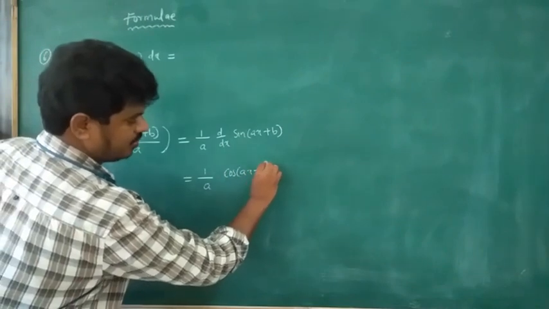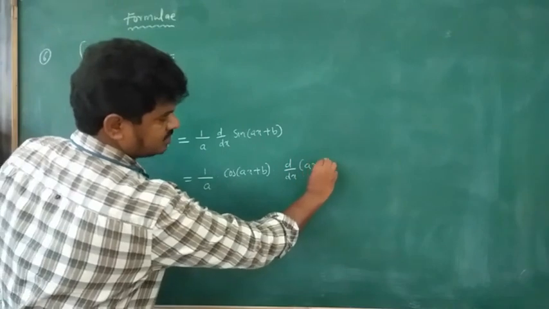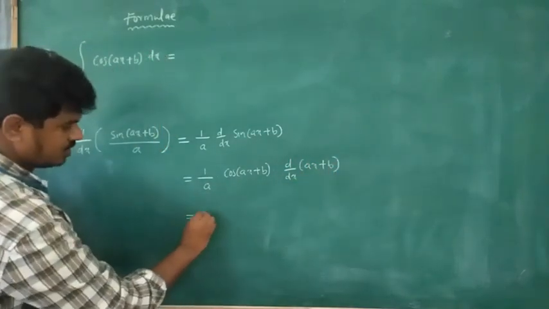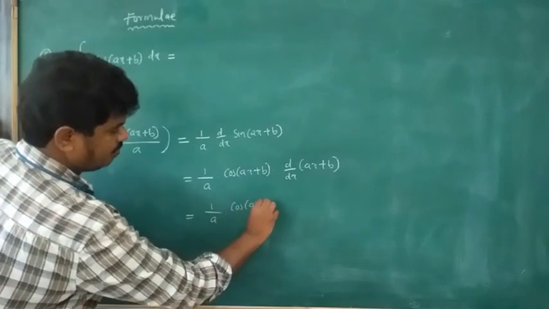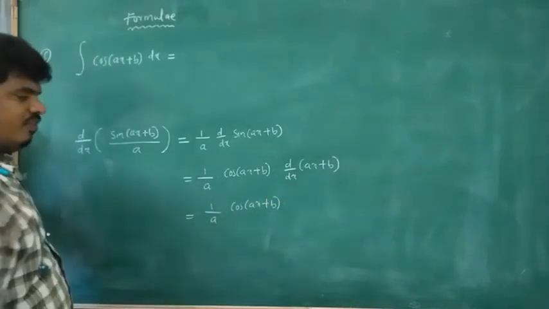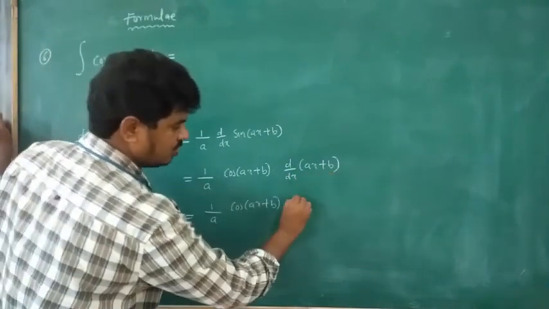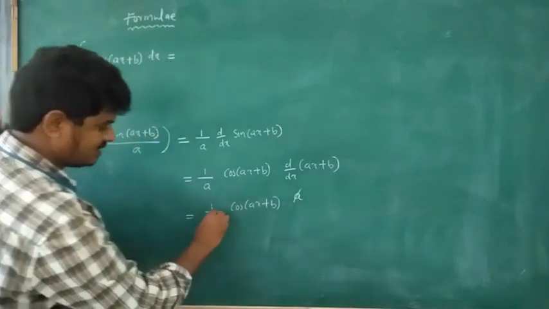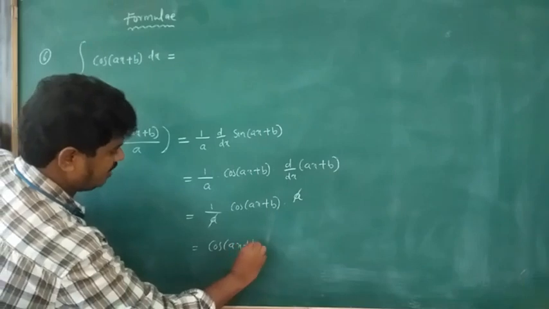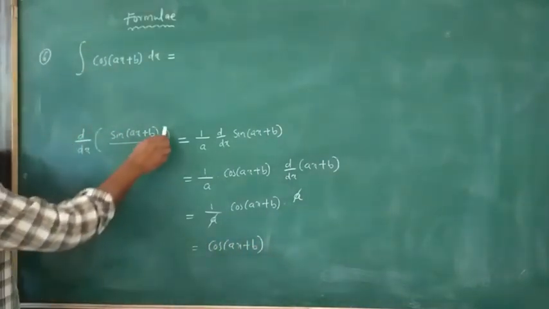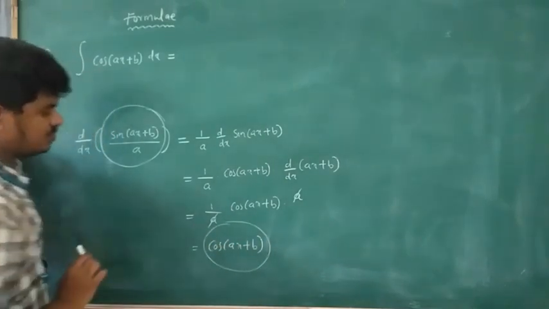Cos of ax plus b into d by dx of ax plus b. This is equal to 1 by a into cos of ax plus b into the derivative of ax plus b, which means a into 1 plus 0, that is a. By cancelling this a, what do you have? Cos of ax plus b. Just observe, the derivative of sin of ax plus b divided by a is cos of ax plus b.